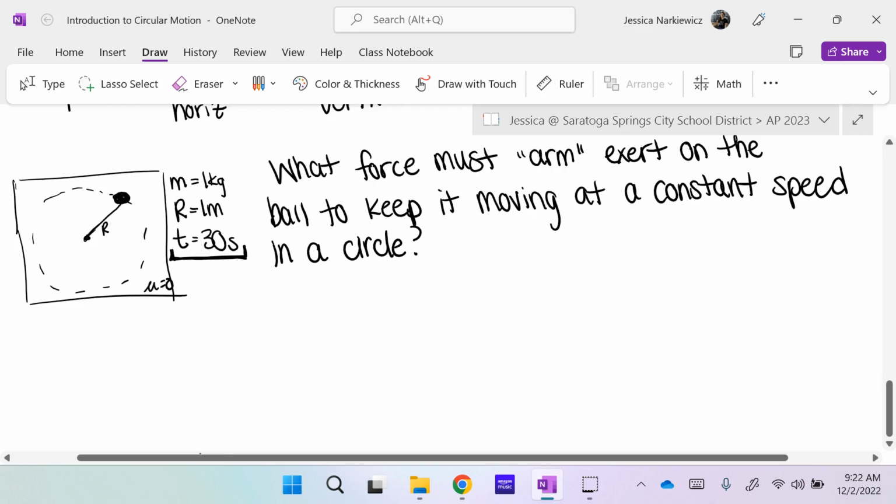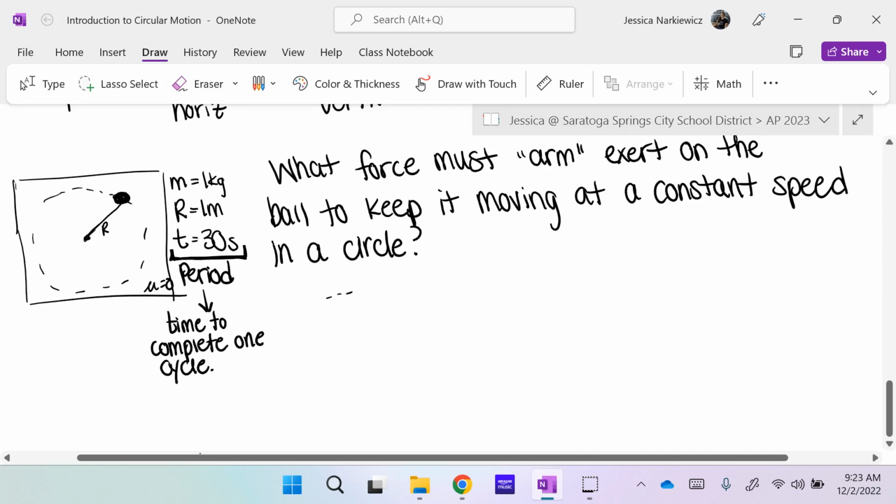Now, I labeled this as a T, 30 seconds, but this might also be called the period, right? The period is just the time to complete one cycle. So the time to go around the circle once is 30 seconds, so I could also say that the period here is 30 seconds. So we want to know what force must the arm exert on the ball to keep it moving at a constant speed in a circle.